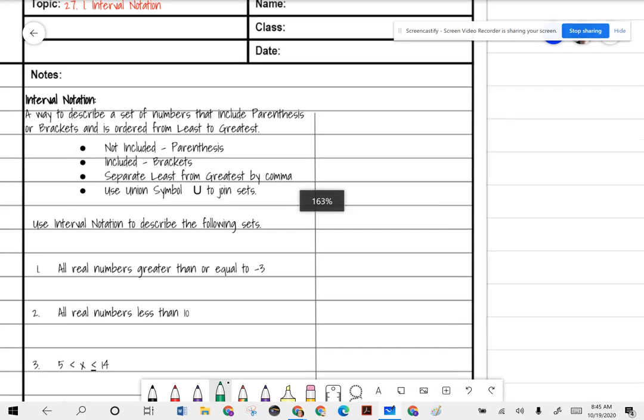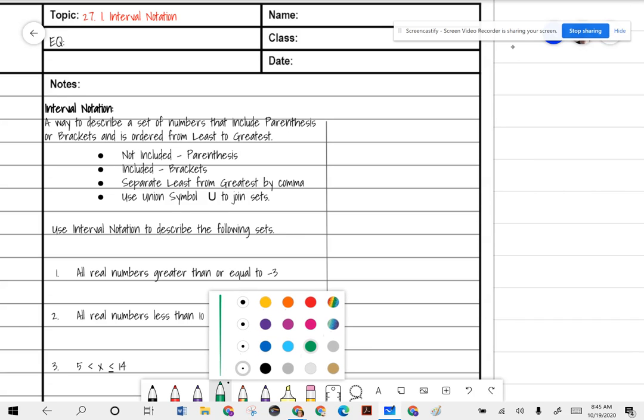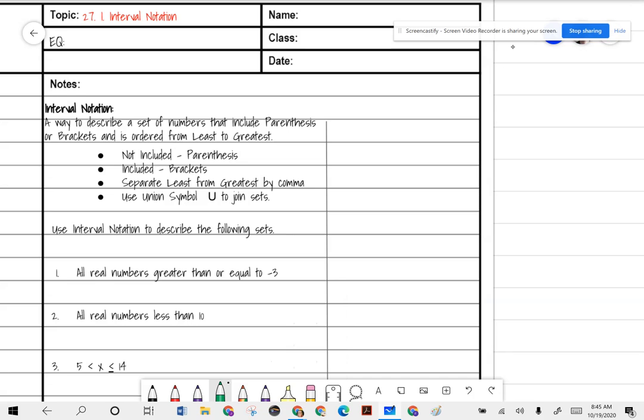All right, so in this video, we're going to be talking about interval notation. Interval notation is just a way to describe a set of numbers that includes parentheses or brackets, and they are ordered from least to greatest. One of the easiest ways to think about this is actually in terms of a number line.